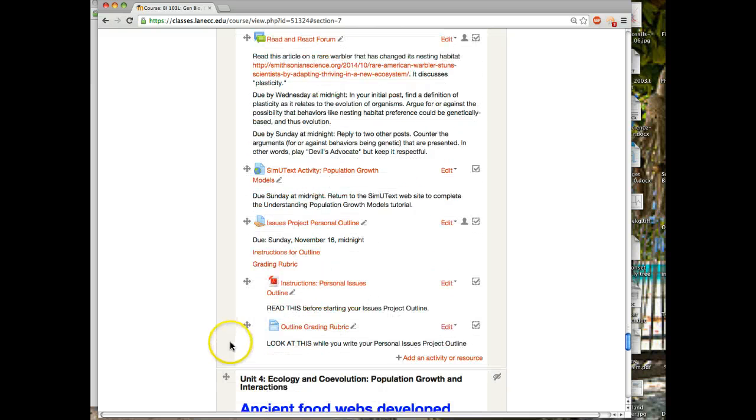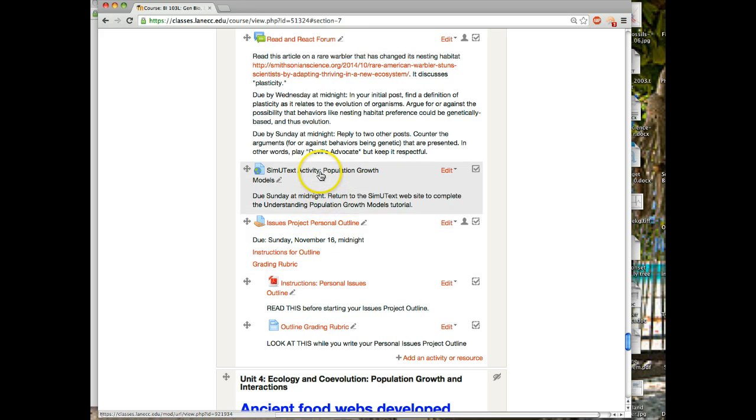The lab this week is on population growth models. So we've got some math and some graphing here. Walk through that, and it's got some nice sliders for you to think mathematically about what changes when you change exponents and things like that. And then the big thing this week is the issues project outline. So there's instructions for this outline and a grading rubric for this outline.